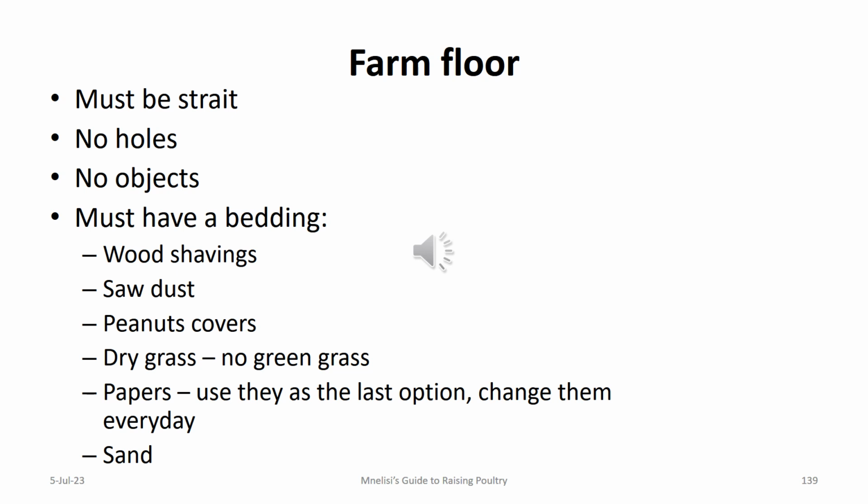We spoke about sawdust, that this dust is not good for chickens. Peanut covers, dry grass. Do not use green grass as it produces gases. Papers are not good when it comes to absorbing moisture. The sand. Also, the sand is not good when it comes to absorbing the moisture.